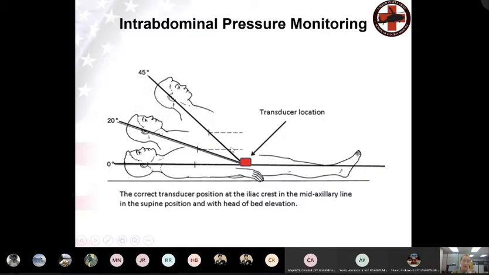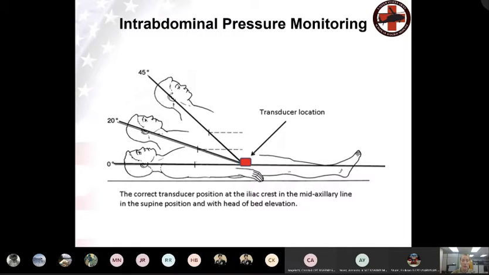In general, our bladder itself doesn't have a whole lot of pressure. It's got even less than our belly, and at times, it can even be subatmospheric. That's why it's a good use. When we do this, we have that transducer, and we certainly have to find our reference point. With this, we're going to use the iliac crest at the mid-axillary line.